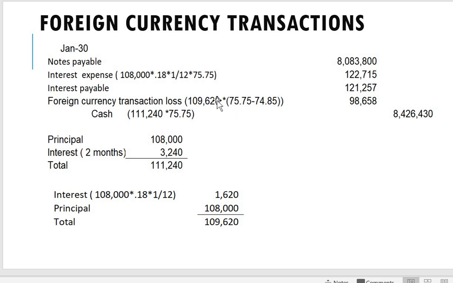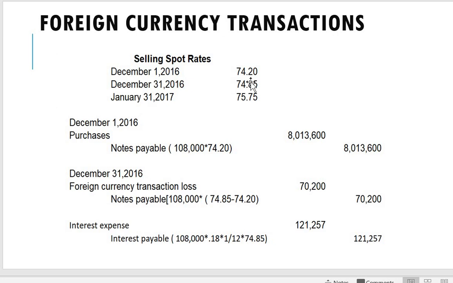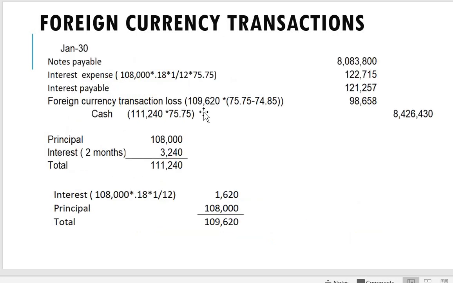Then, our foreign currency transaction loss. Since our exposed liability is the principal, which is 108,000, plus the interest payable for 1 month on December 31, which is 1,620, our total exposed liability amounted to 109,620. We multiply it by the difference between the direct exchange rate at the settlement date, the actual spot rate, versus the balance sheet spot rate or the closing rate. So this is 75.75 less 74.85.